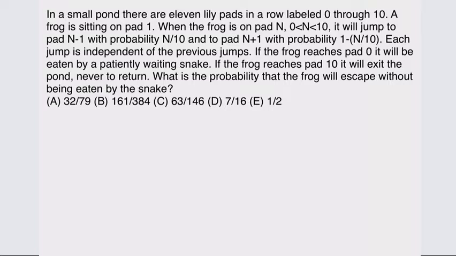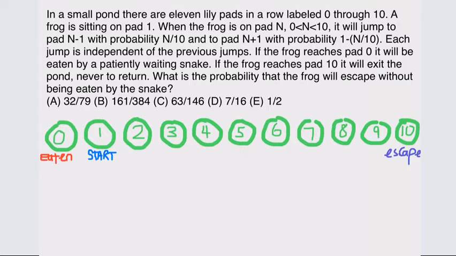If the frog reaches pad 0, it will be eaten, but if the frog reaches pad 10, it will escape the pond. What is the probability that the frog makes it to pad 10 and escapes? Essentially, the problem looks like this, with 11 lily pads in a row, and we start at pad 1.